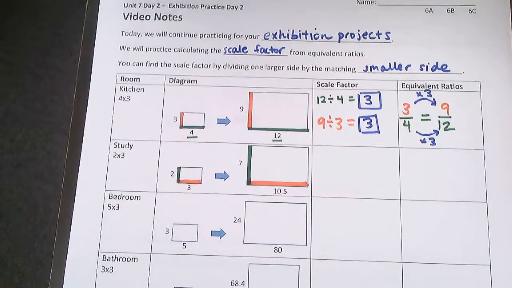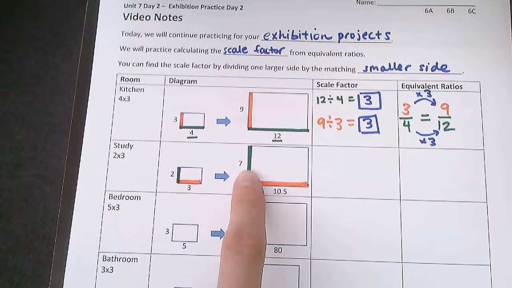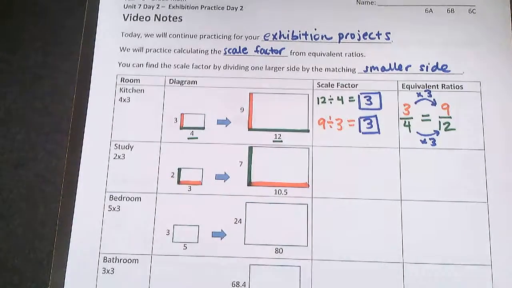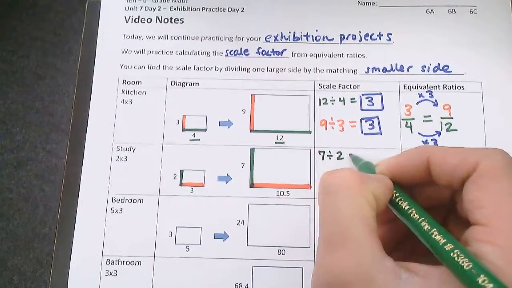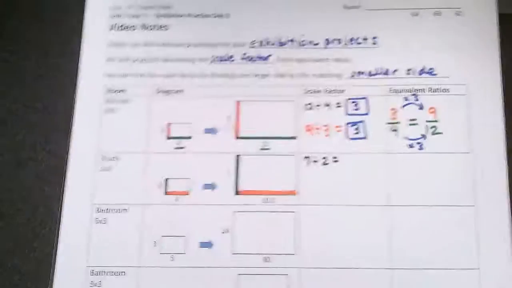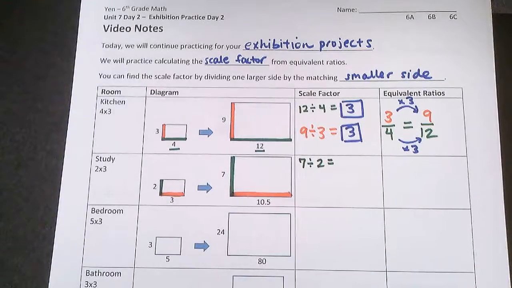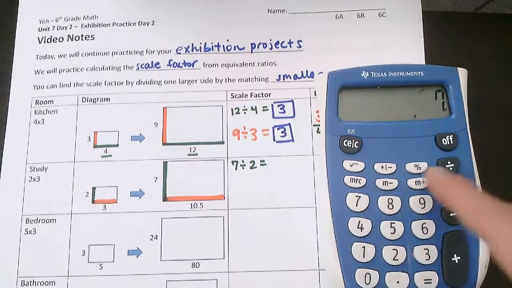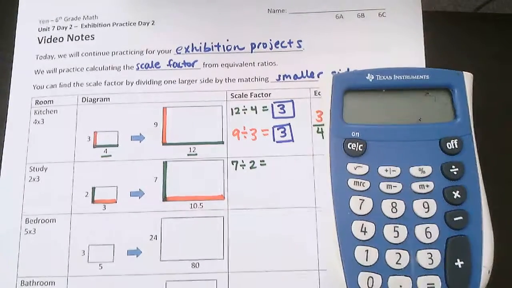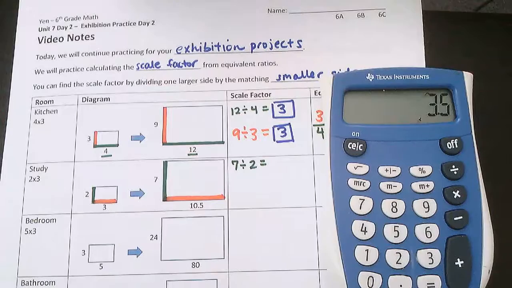So to find the scale factor, I can divide one larger side by its matching smaller side. So I can do 7 divided by 2. Now you might know this in your head, or you can also use a calculator. 7 divided by 2 will give us 3.5.